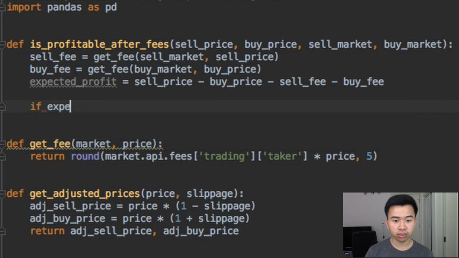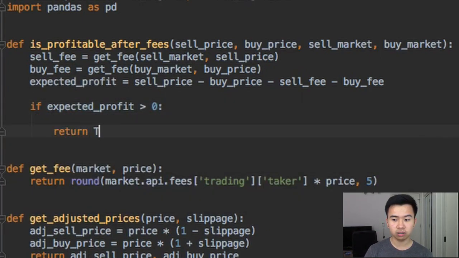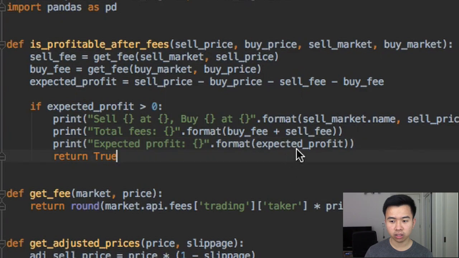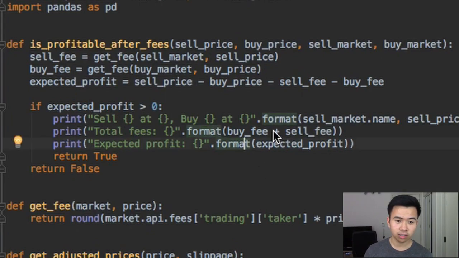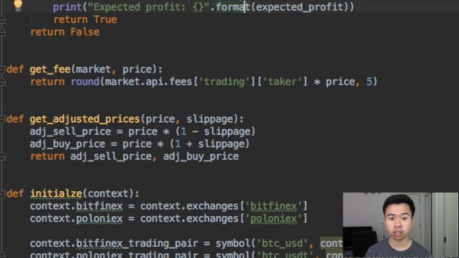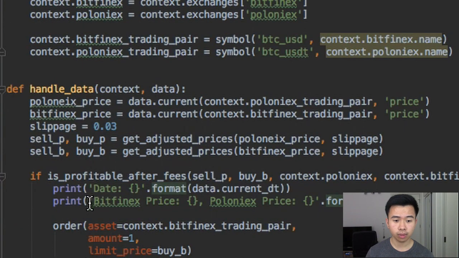And if expected profit is greater than 0, we're going to return true. I'm just going to add some logging here so we can see what's happening when it's trading. If it's not above 0, then we'll return false and we're not going to execute the trade. The full source code will be on risingblock.com. I'll also link it down below.